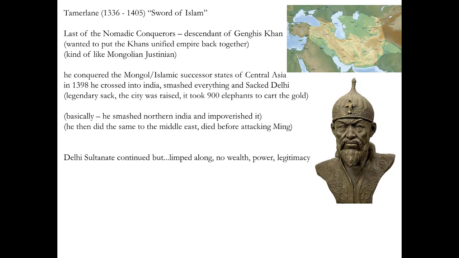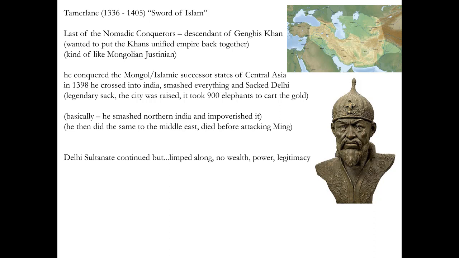And so he conquers the Mongolian Islamic successor states of Central Asia. In 1398, he crosses into India and smashes everything. And the pinnacle of this is the sack of Delhi. The sack of Delhi is legendary. The stories about the sack of Delhi by Tamerlane are like the sack of Jerusalem by the Crusaders. It is the sack of Carthage by Rome. It is one of the great destructive acts that is just told in stories, that go down in romances, that are written about and then rewritten about, and then novels get written about people who are stuck in the destruction.